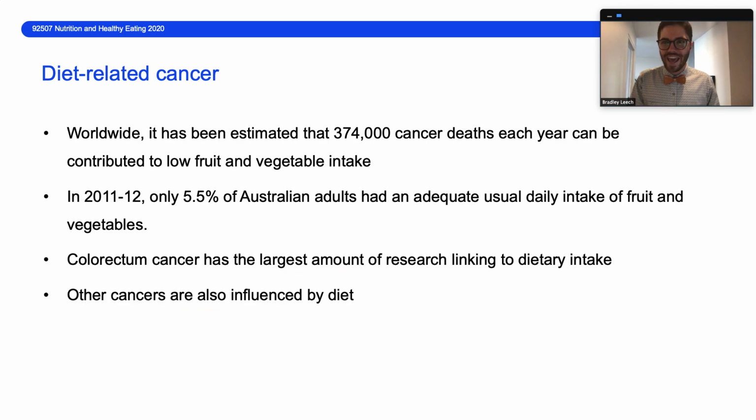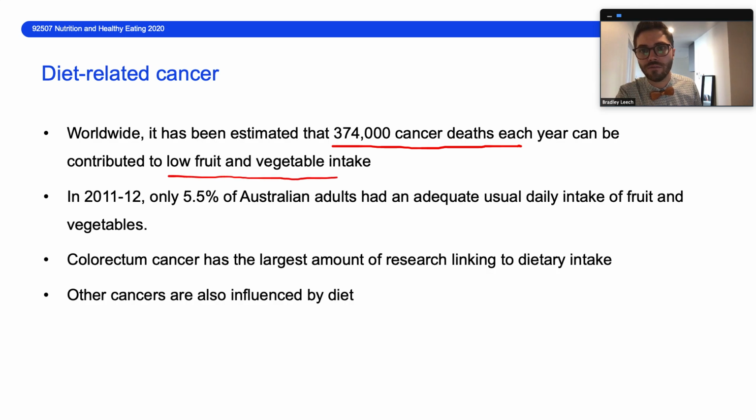Let's look at cancer, diet-related cancer. Worldwide, it's been estimated that 374,000 cancer deaths each year are the result of low fruit and vegetable intake. Not smoking, not lack of exercise, low fruit and vegetable intake.